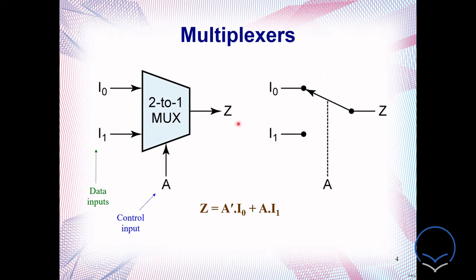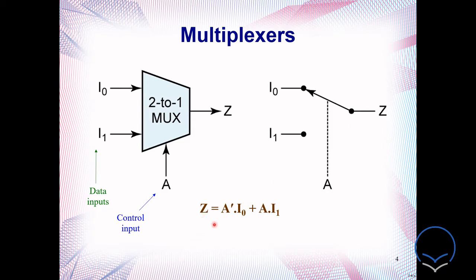If we look at Z, we have two combinations, because A could be either 0 or 1. A single bit has two combinations, 0 and 1. When A equals 0, that is A prime, it selects I0 to Z, that means the 0 input goes to Z. When A equals 1, it selects I1 to Z. So it selects either I0 to Z or I1 to Z.